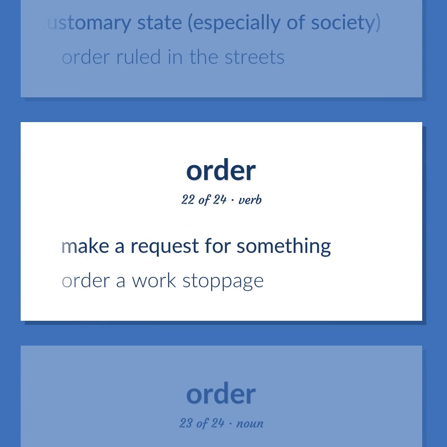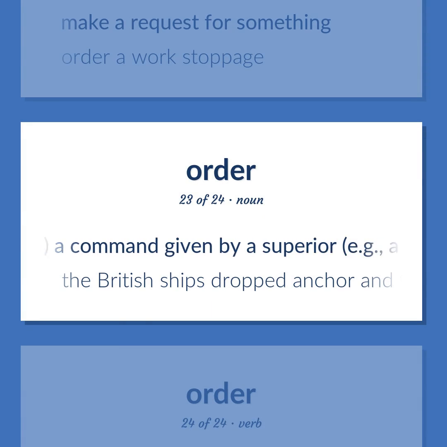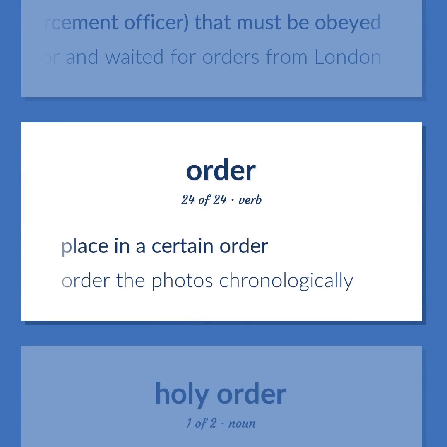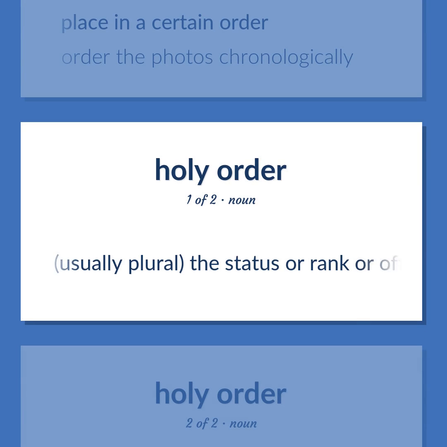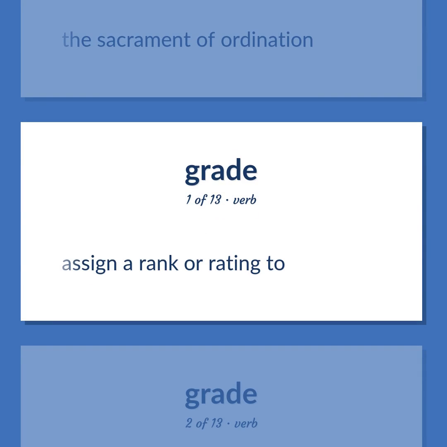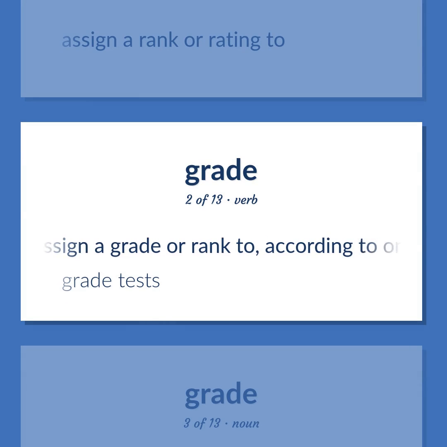Make a request for something. Order a work stoppage. Often plural, a command given by a superior, e.g., a military or law enforcement officer, that must be obeyed. The British ships dropped anchor and waited for orders from London. Place in a certain order. Order the photos chronologically. Usually plural, the status or rank or office of a Christian clergyman in an ecclesiastical hierarchy. The sacrament of ordination. Assign a rank or rating to. Assign a grade or rank to, according to one's evaluation. Grade tests.